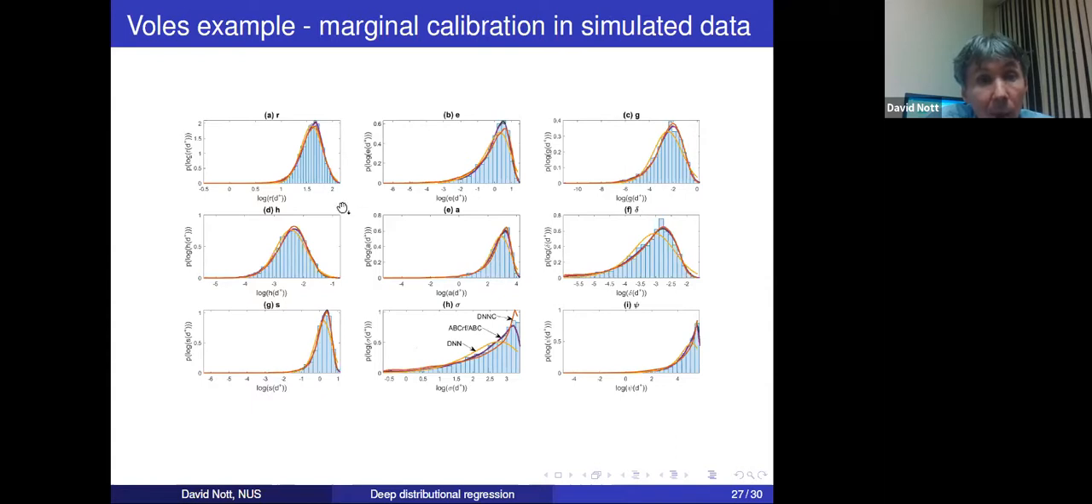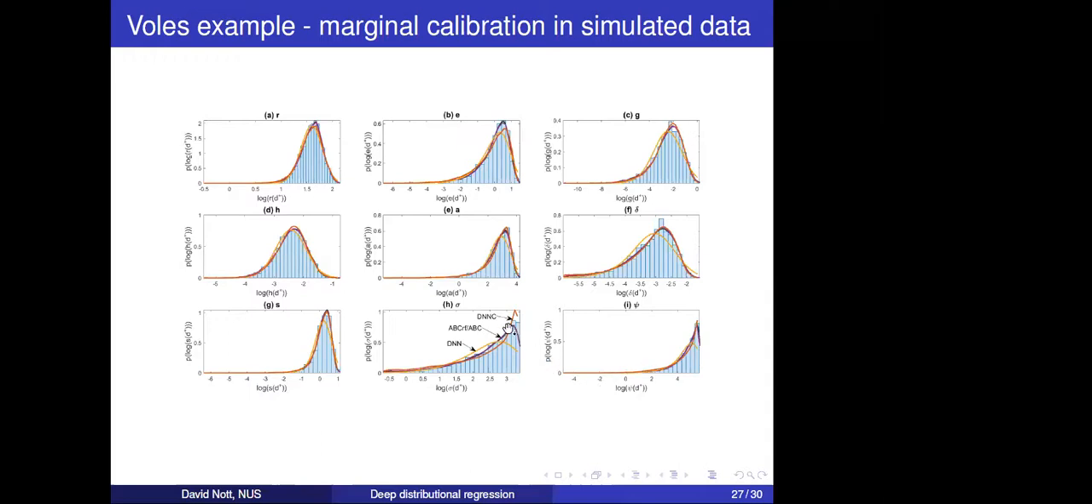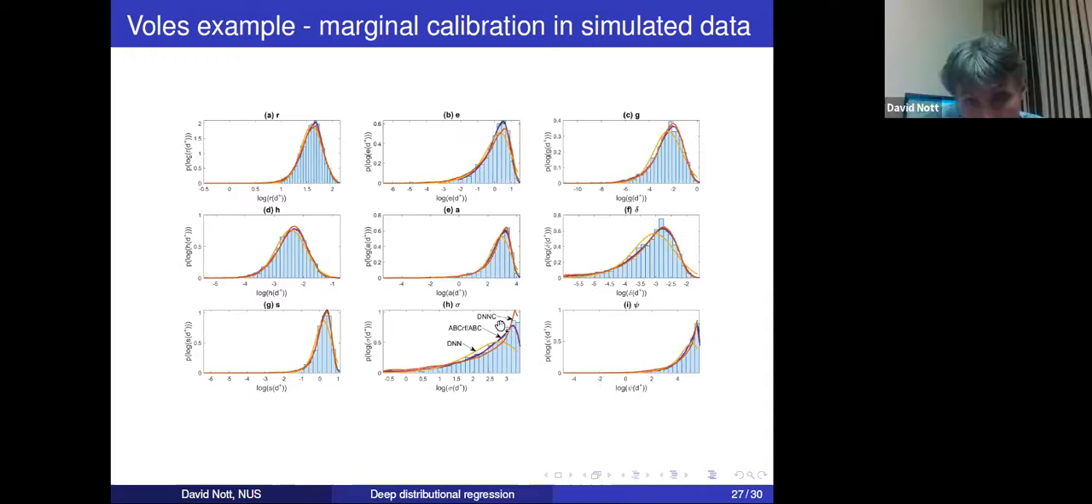So we've got a plot for each of our 9 parameters in the model. Again, the blue bars represent a histogram of our training set responses, which are simulations of the various parameters from the prior. The different methods are shown in this graph down the bottom. The brown line is the Copula approach, purple is the ABC random forests, and yellow is the DNN.